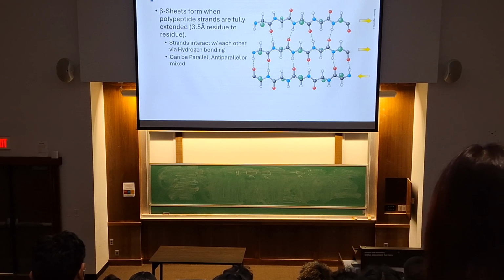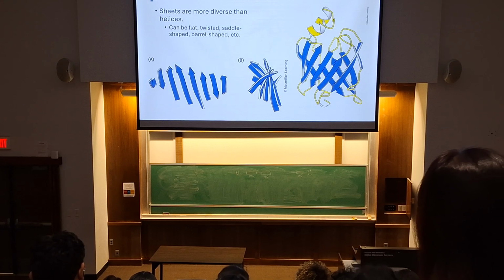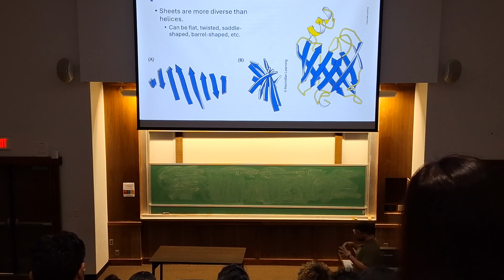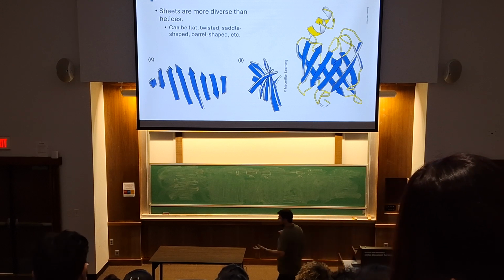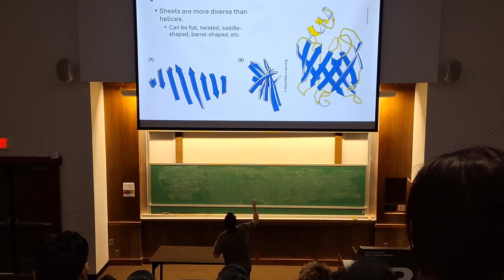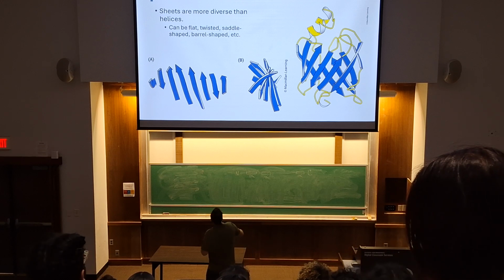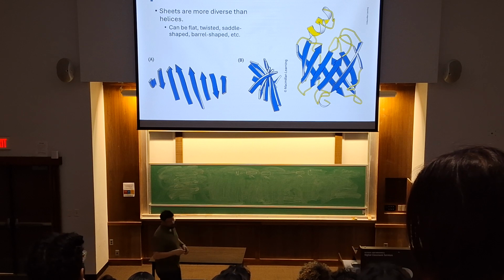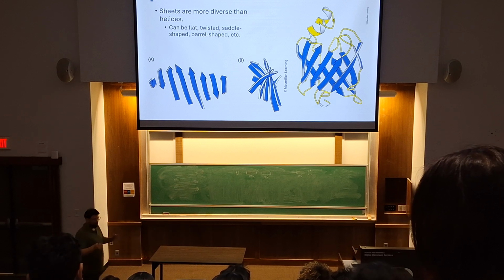But similarly to alpha helices, a beta sheet, which is made up of these beta strands, is stabilized by hydrogen bonding. The strands hydrogen bond with each other. So here we see some arrangements of beta sheets. Beta sheets are a lot more flexible in terms of the configurations they can adopt. We can have just a flat beta sheet, a saddle-shaped beta sheet, or a barrel-shaped beta sheet. These are all allowable.